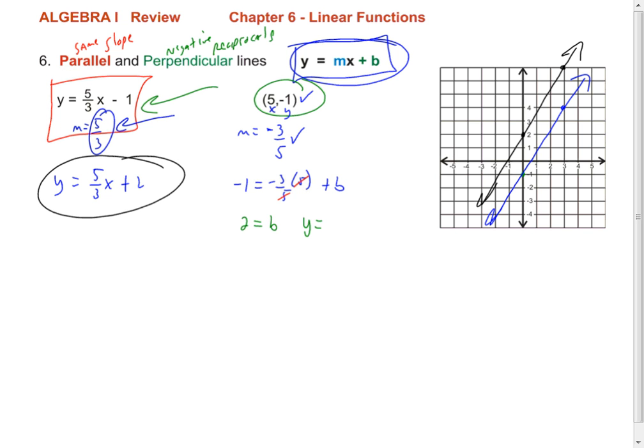So what is my perpendicular line to that one that goes through the point (5, -1)? y equals -3/5 x plus 2. Let's take a look at it. Y-intercept of 2, slope down 3 to the right 5. Right there. Does that green line look perpendicular to the blue and the black? They are. They are perpendicular, and I just found a perpendicular line through a given point.